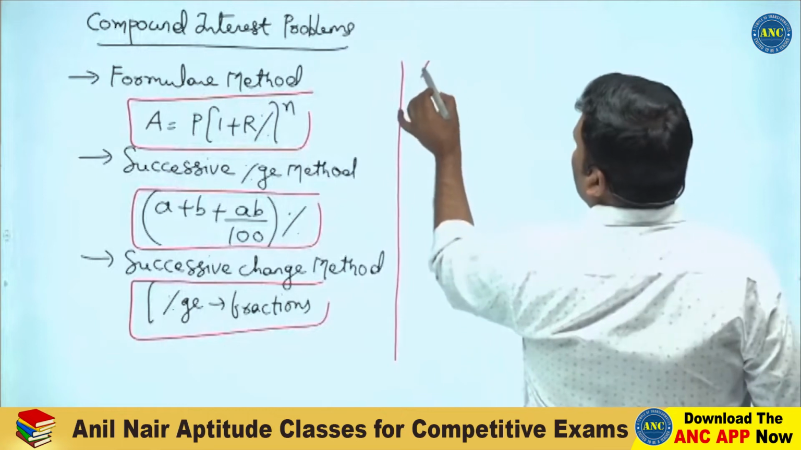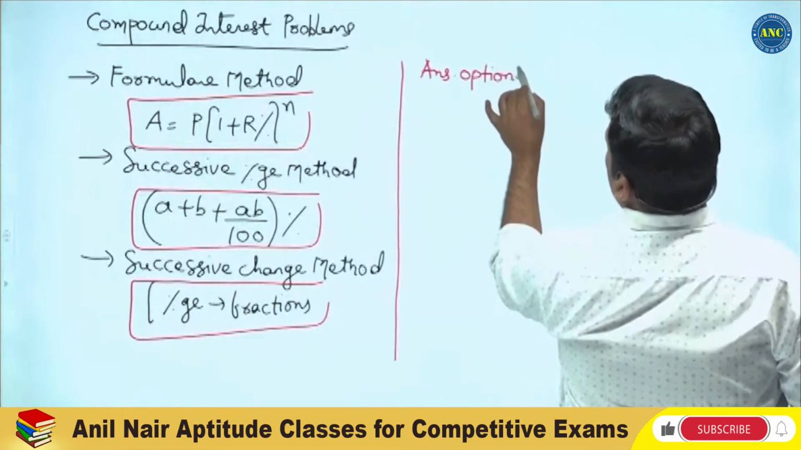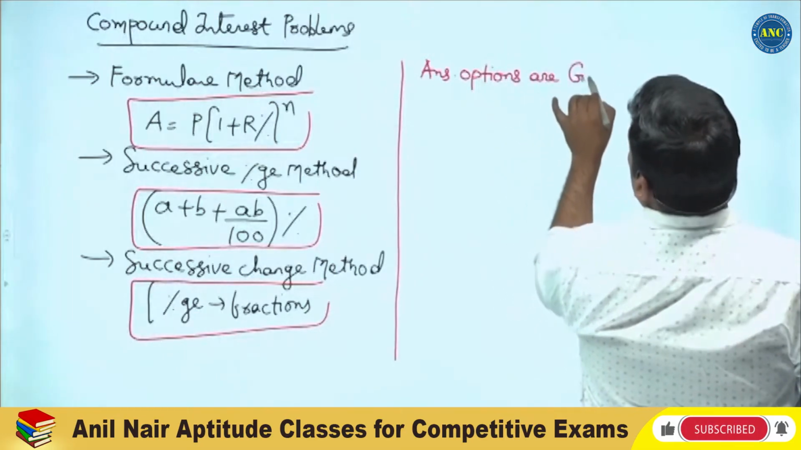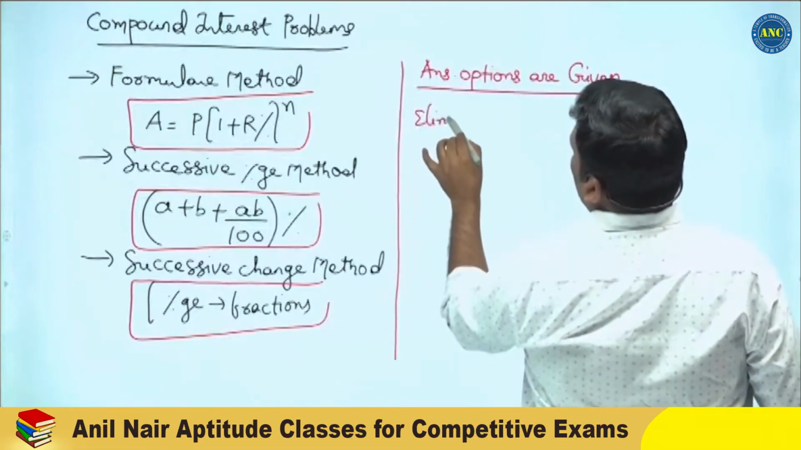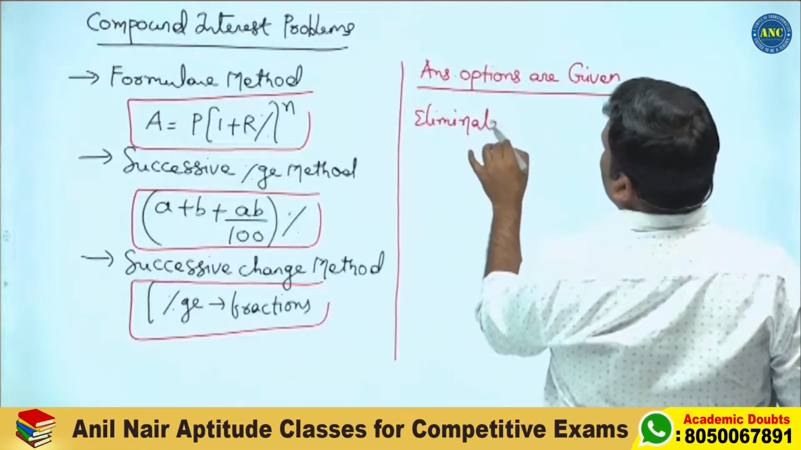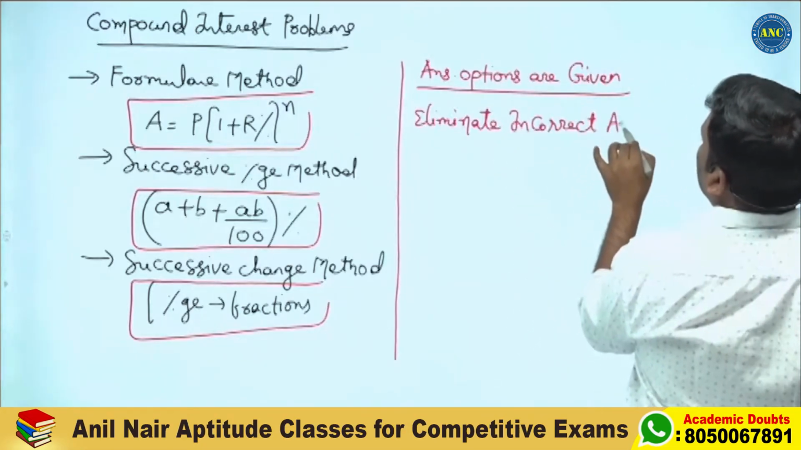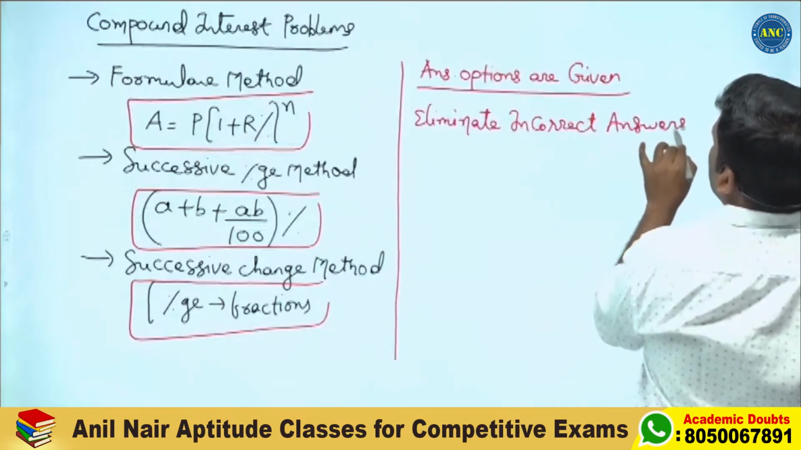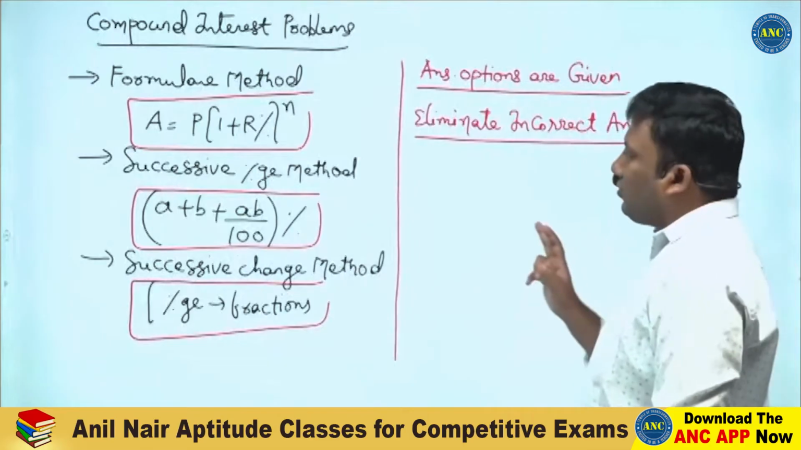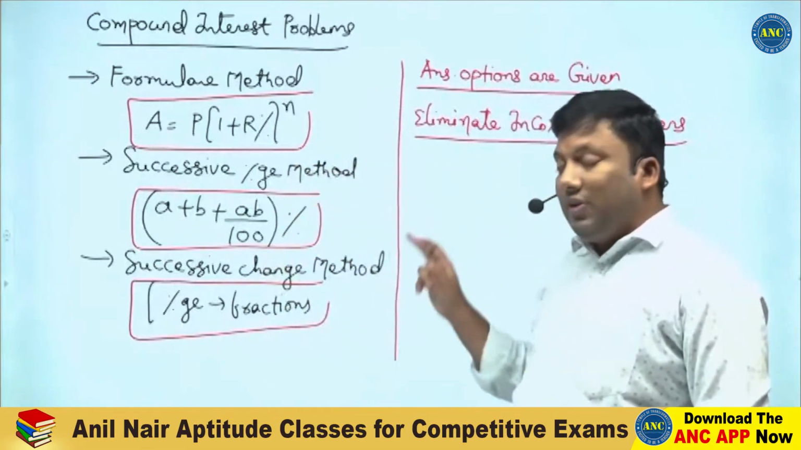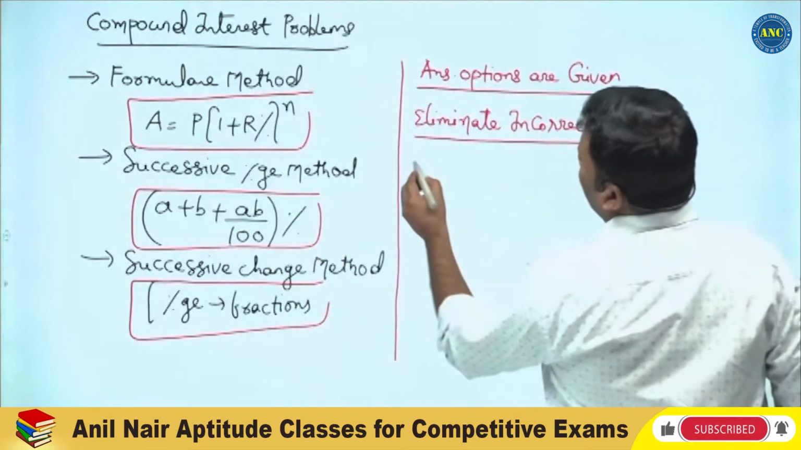Suppose answer options are given, what are the various ways to eliminate incorrect answer options? These are the methods which are used to say that this answer option is definitely incorrect. These will tell you which answers are definitely incorrect.